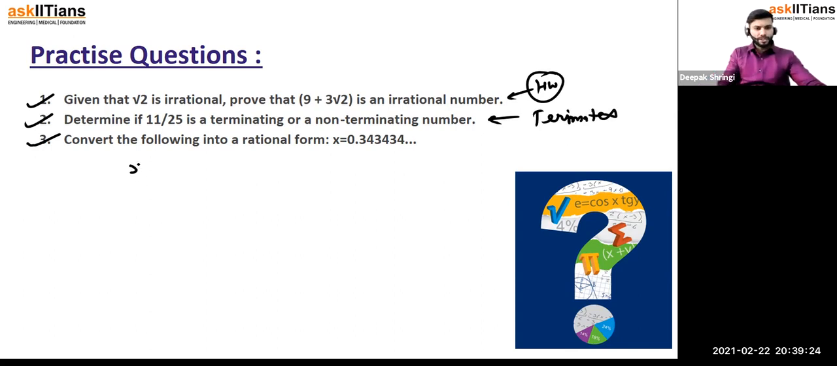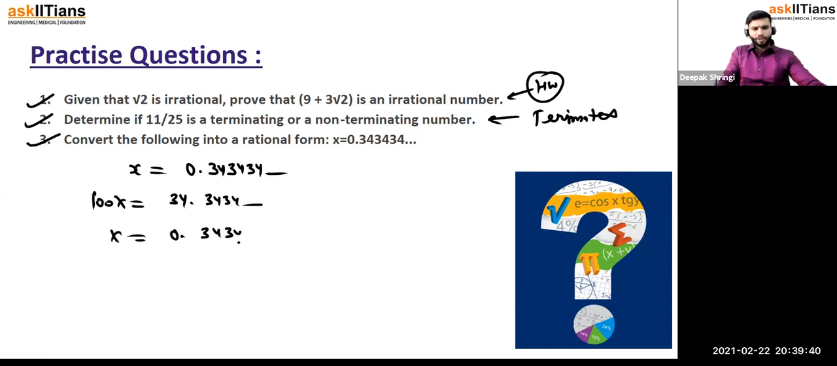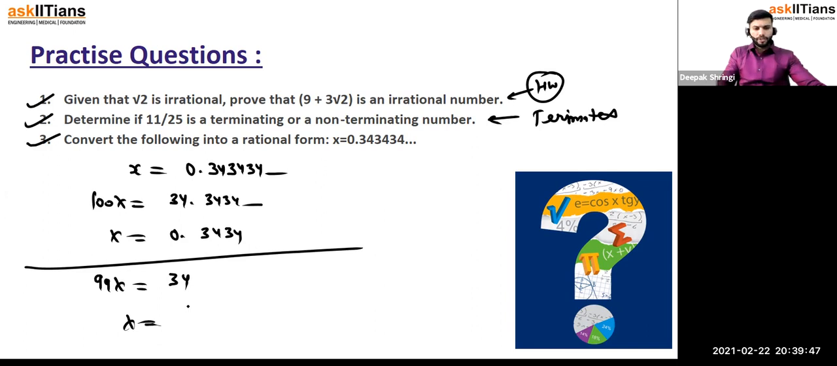And convert that into a rational form. It's a simple question for us. x equals 0.343434. First of all, you multiply it by 100 directly, because there are 2 digits in the repetition after the decimal. Then write the first one again, the reason being that it becomes easier for us to subtract. So 99x equals 34. Your x equals 34 by 99. That's it. We got the answer.